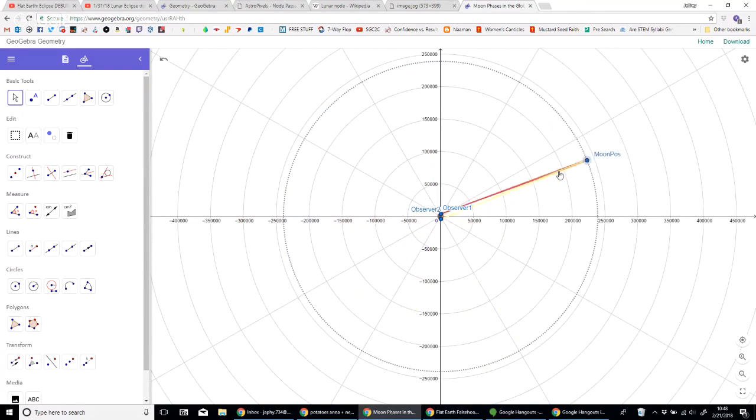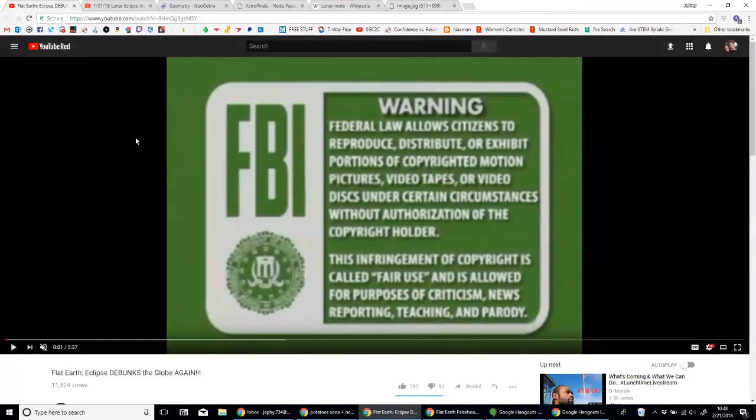Where you are and where the moon is around the Earth depends on what amount of the moon you see, what illuminated portion of the moon you see. Okay, so that's moon phases. Now let's get to the eclipse.